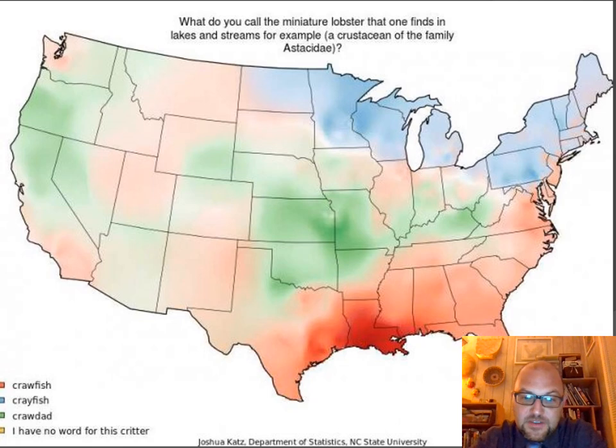My favorite part of this map was made by a guy at North Carolina State University. And you can tell that he's from the South because his null answer is, I have no word for this critter. Not, I have no word for this animal. Not, I have no word for this creature, but I have no word for this critter. That's a very Southern way of putting that.